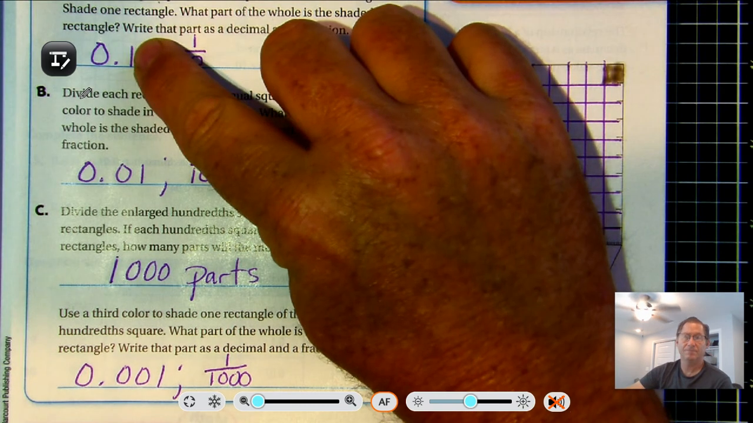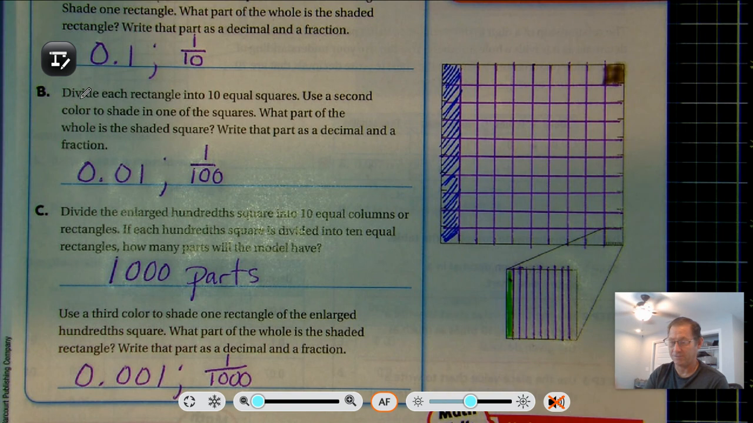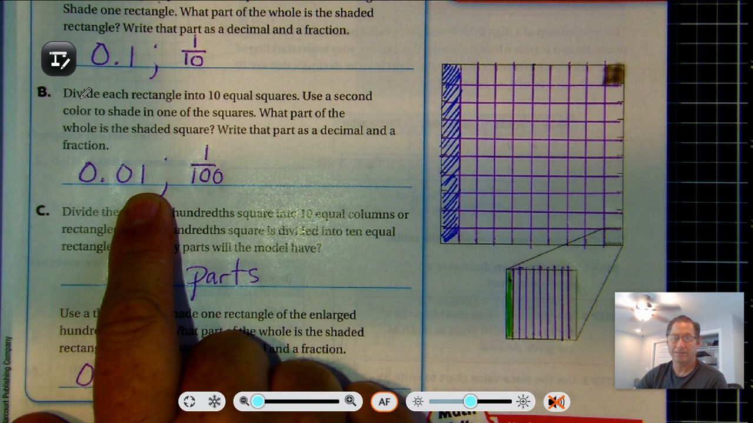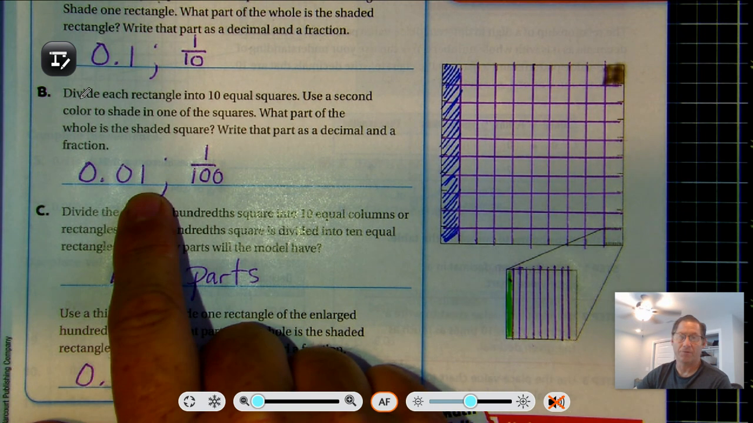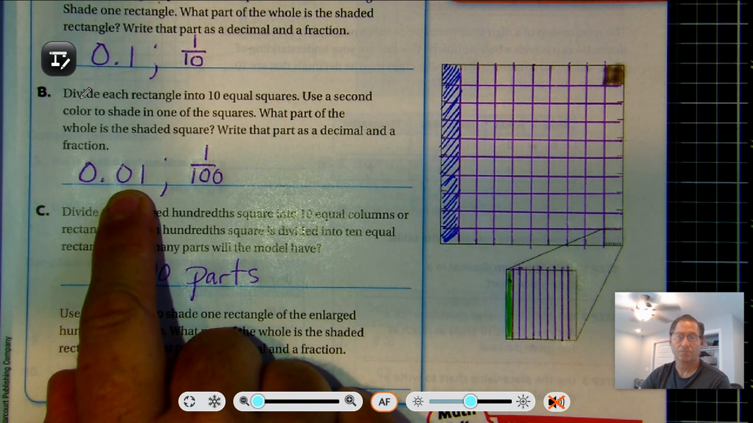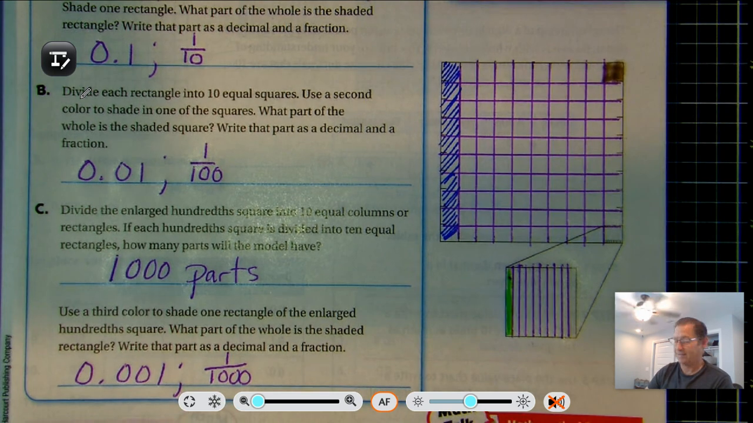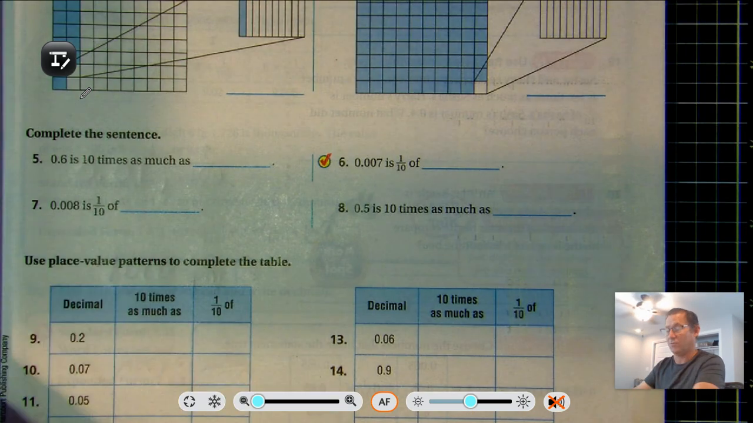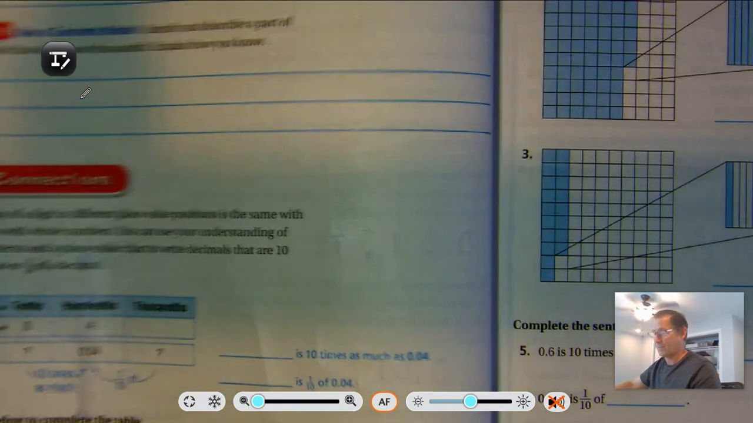So 0.1 is in the tenths place. That means there's 10 equal parts. 0.01 is read as 1/100th, and each of the parts are hundredths. The 0 in this case is in the tenths place. The 1 is in the hundredths place. And in the last example, we have 1/1000ths, and the 1 is in the thousandths place, and the first 0 is in the tenths place, the second 0 is in the hundredths place. Okay, so let's move on to page 110 and let's do some more work with this.